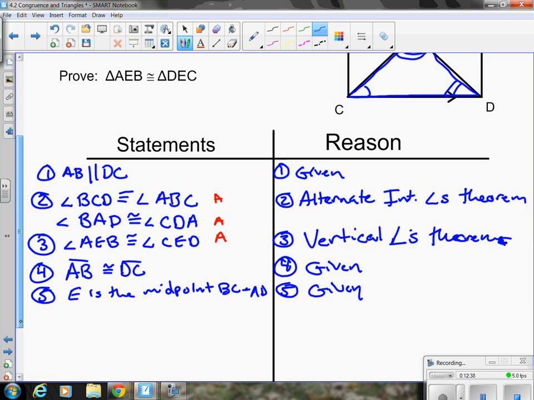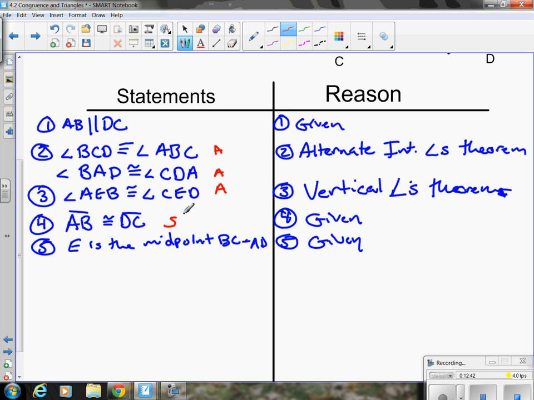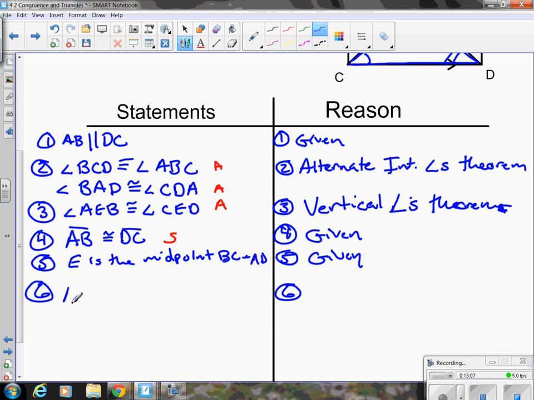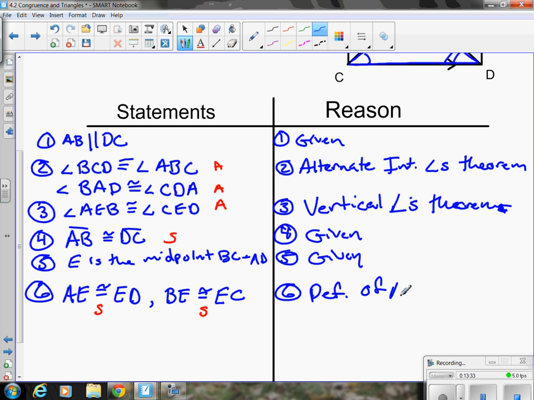Now I should be able to finish this up. So I have one side here, and now I can use this statement. E is the midpoint of those segments, so what do I know about those segments then? If it's a midpoint, the definition of midpoint says it divides the segment into two congruent pieces. So I know AE is congruent to ED, and BE is congruent to EC. So that's a second side and a third side. And the reason for this is definition of midpoint. Feel free to study your flashcards, that should help.